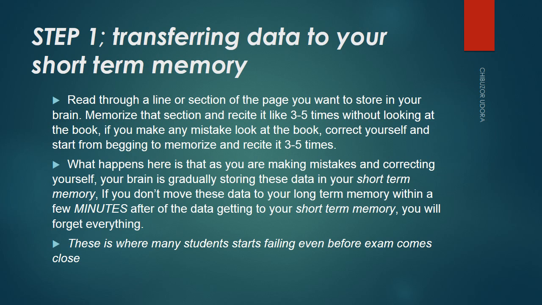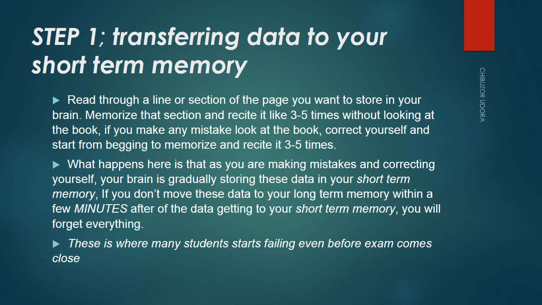Don't make the mistake of continuing without correcting yourself, because your brain will automatically store that information that way, and when you're in the exam hall, you are bound to write it the same way you mixed it up the first time you were memorizing it. So always correct yourself until that correction has stuck. Then you can now memorize it 3 to 5 times.